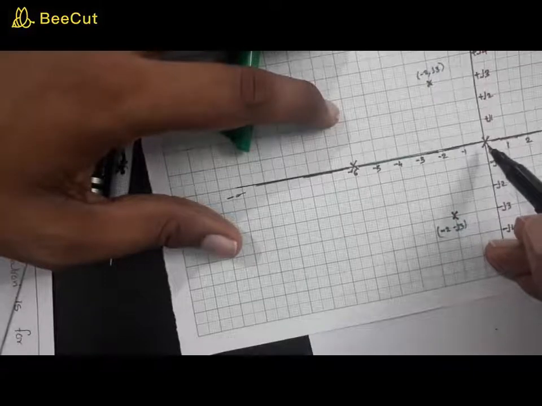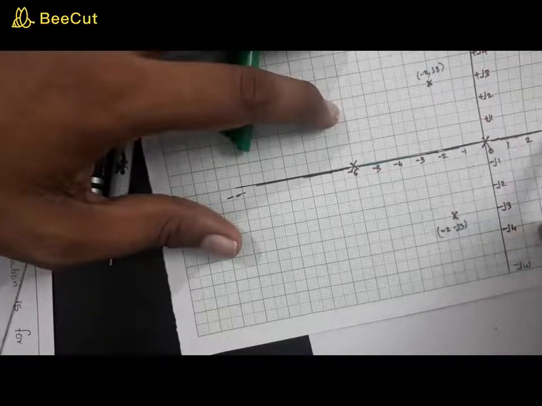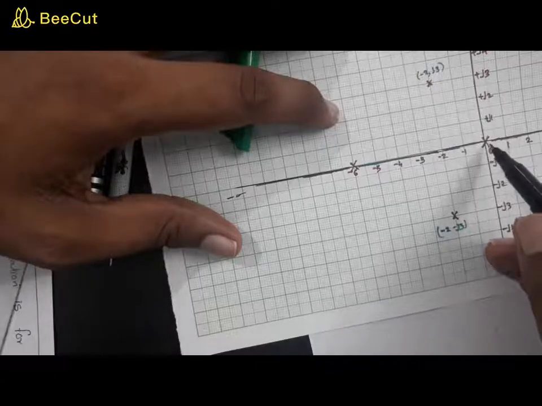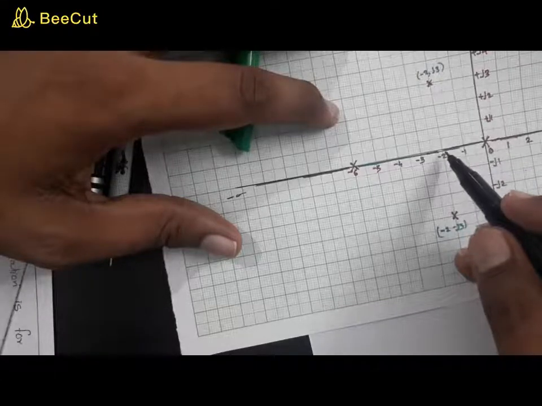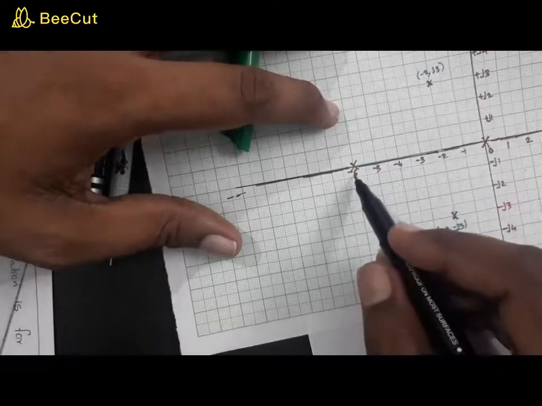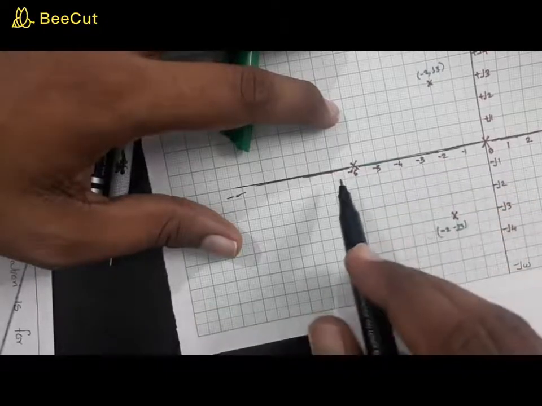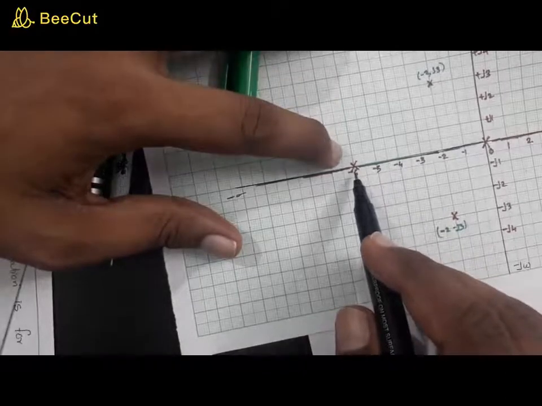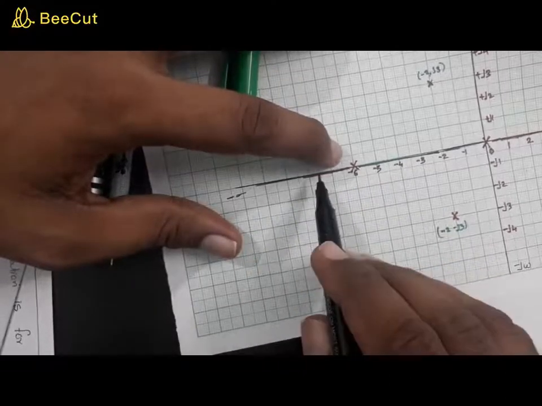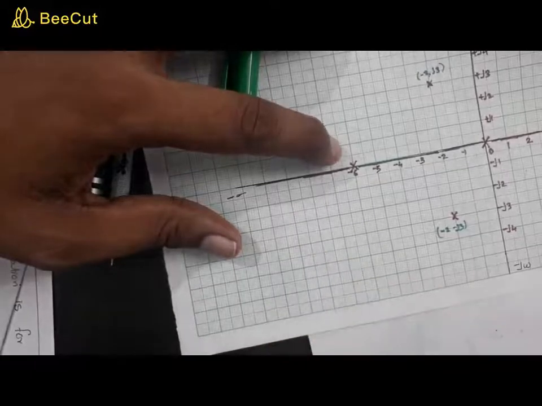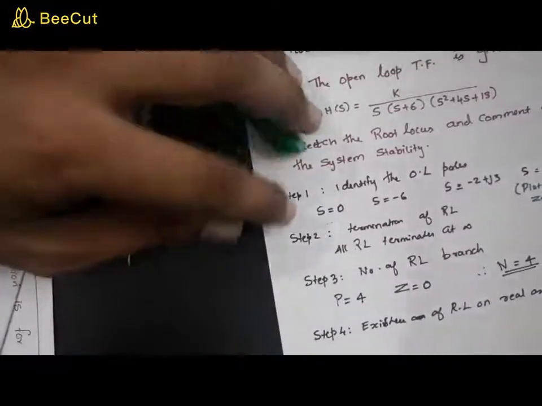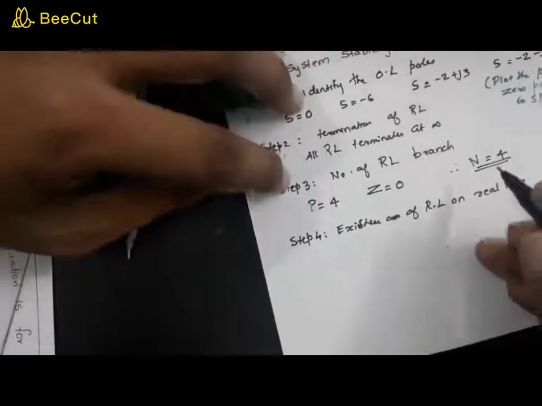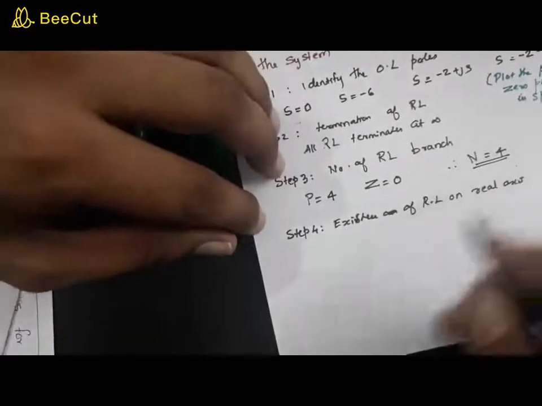This is how you need to specify the points. You need to write like this: from 0 towards the positive, there is no root locus. Reason, you need to specify the reason. Now between 0 and -2, there is root locus. Between -2 and -6, there is root locus on the real axis. You must specify on the real axis. Then beyond the point -6, there is no root locus. Every time you need to specify the reason. You need to write it as a statement over here. That is your step 4.